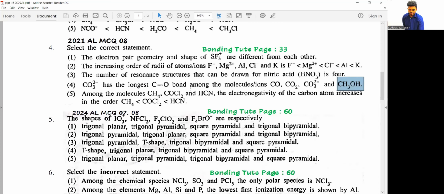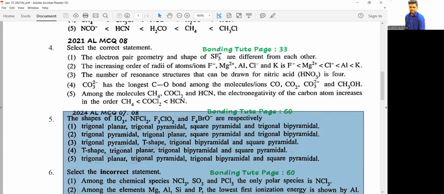Okay, good. So anyway, let's learn all the statements and discuss all the statements properly. Look at the first one. It says electron pair geometry and shape of SF5 plus are different from each other. So what do you think? Let's take the first statement.